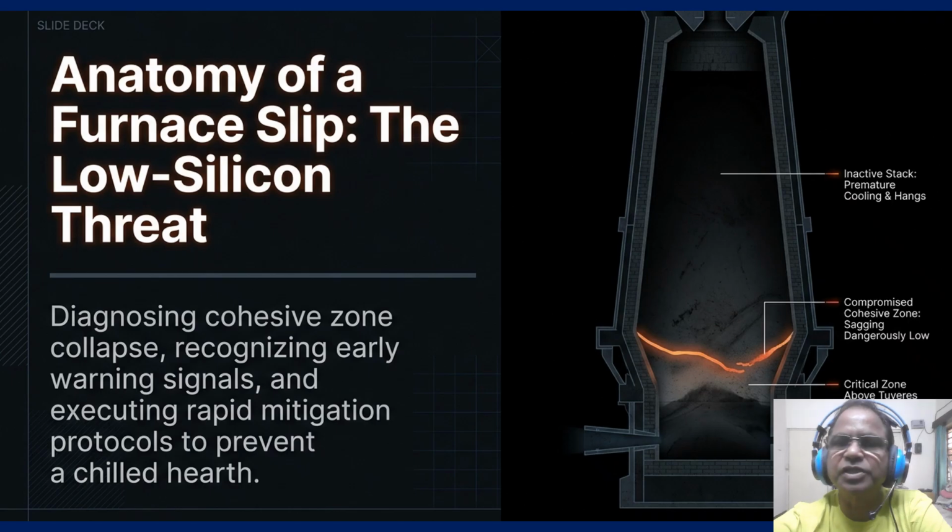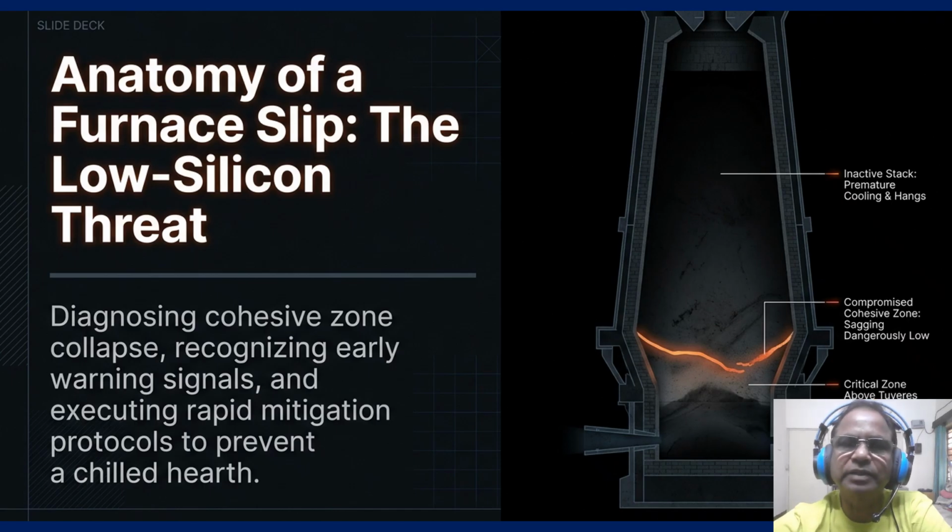By the end of this session, you will gain three critical deliverables. First, the ability to diagnose cohesive zone collapse before it manifests as a physical hang. Second, a master level understanding of the self-propagating chill loop. And third, a battle tested protocol for rapid mitigation to prevent a chilled hearth.